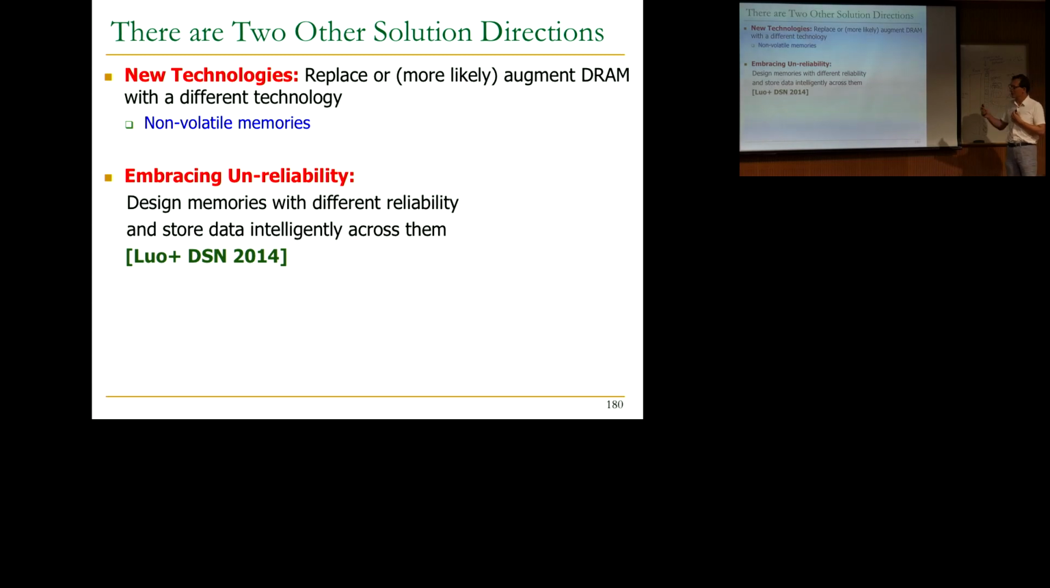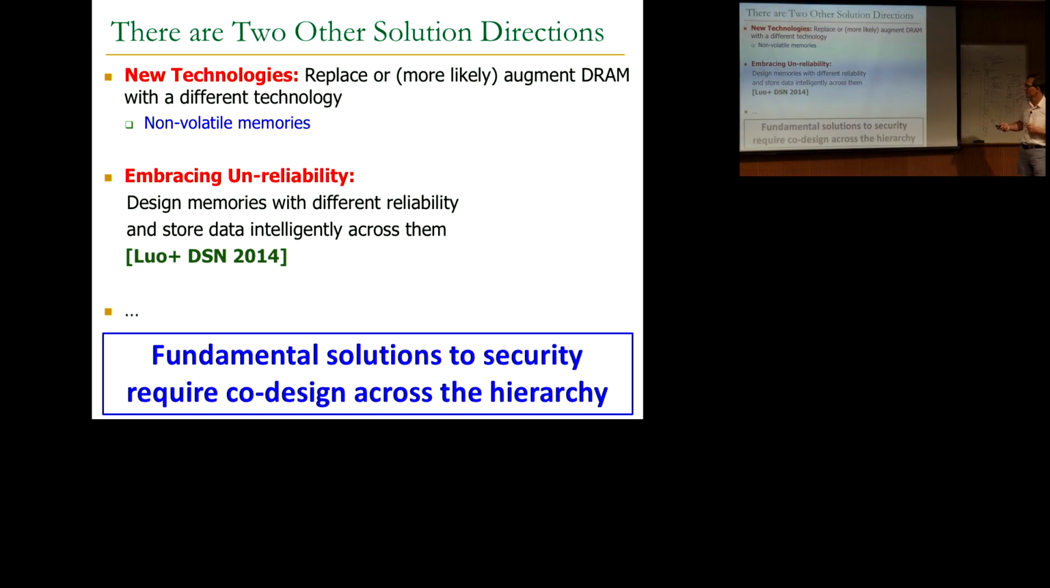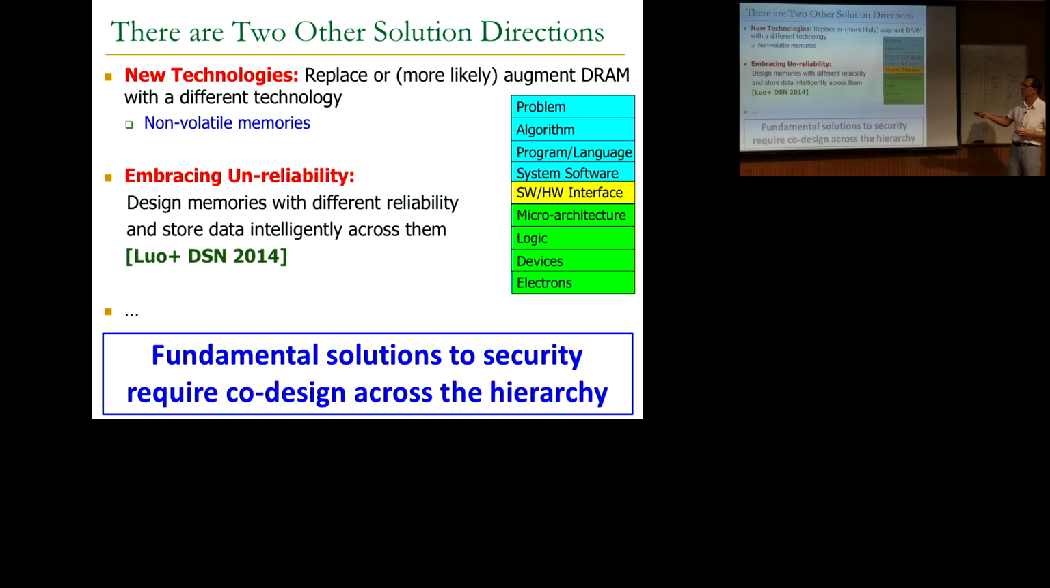I think this is definitely a good solution regardless of the technology. We've discussed this before. I'm going to talk about this very little more. Basically, if we can design memories with different reliability and store data intelligently across them, we can actually enable a much bigger trade-off space than we have right now. I'm going to talk a little bit more. But I think fundamental solutions to security at this point require co-design across the hierarchy. New technologies, for example, you cannot enable it without actually co-designing across the hierarchy. That's true for this one also. So let's focus on this one because we're going to have a full lecture on the new technologies.